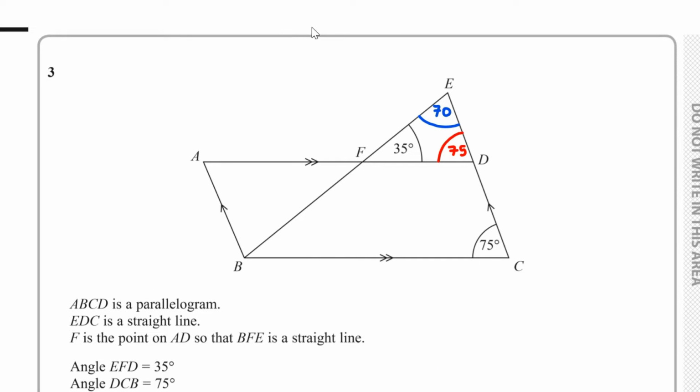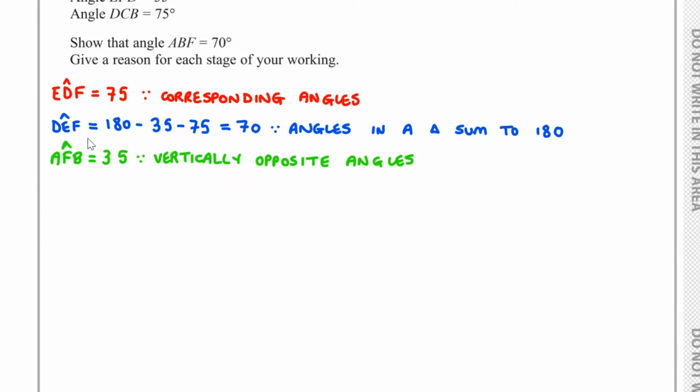We can also find out what this angle AFB is. We can recognize that we have vertically opposite angles. So this angle here is 35 degrees because it's vertically opposite the angle EFD. So AFB is equal to 35 degrees because we've got vertically opposite angles.